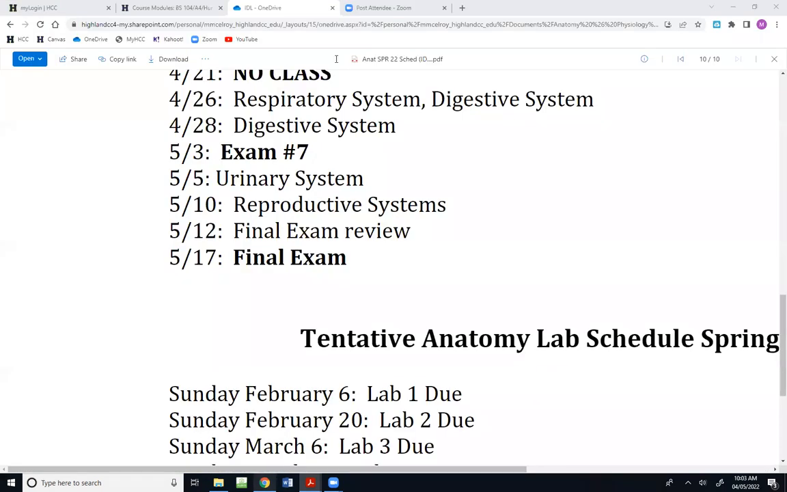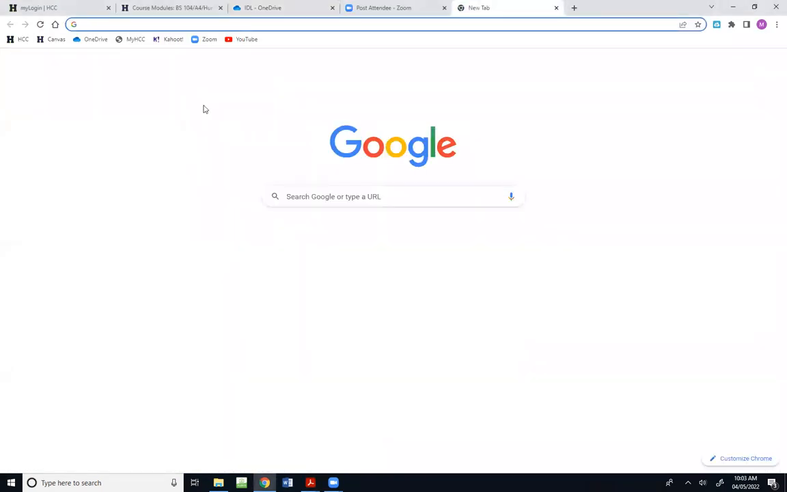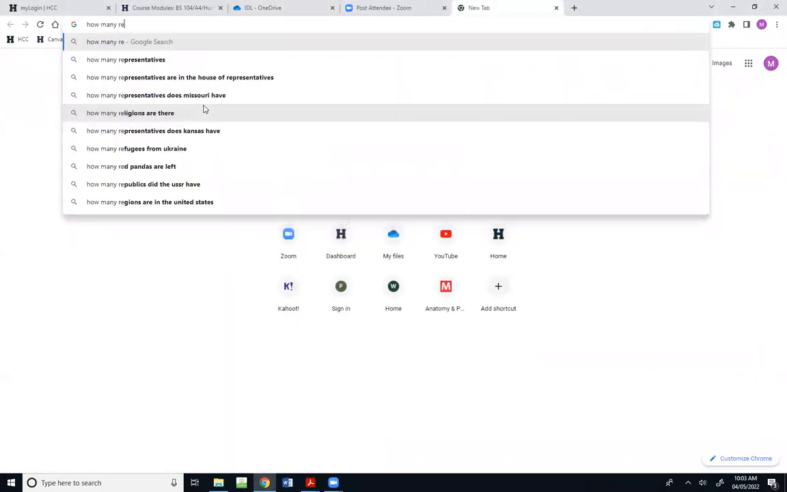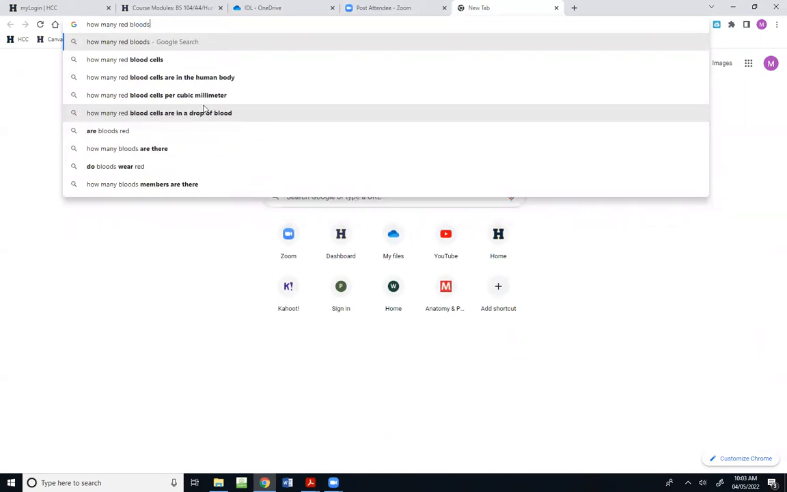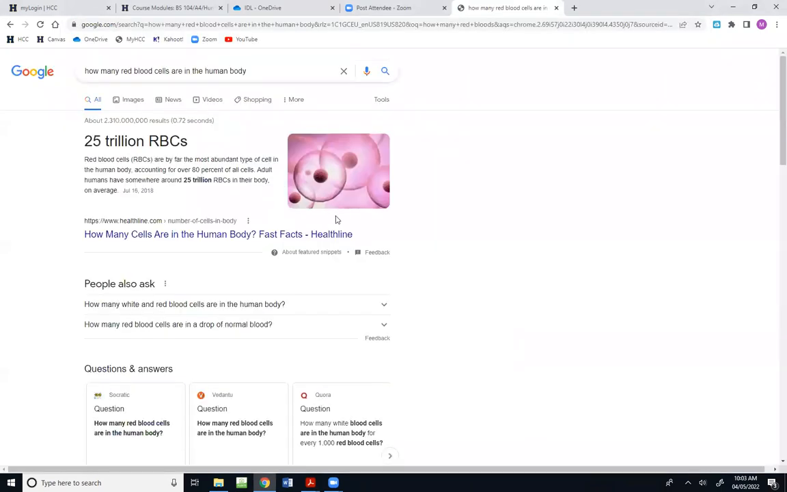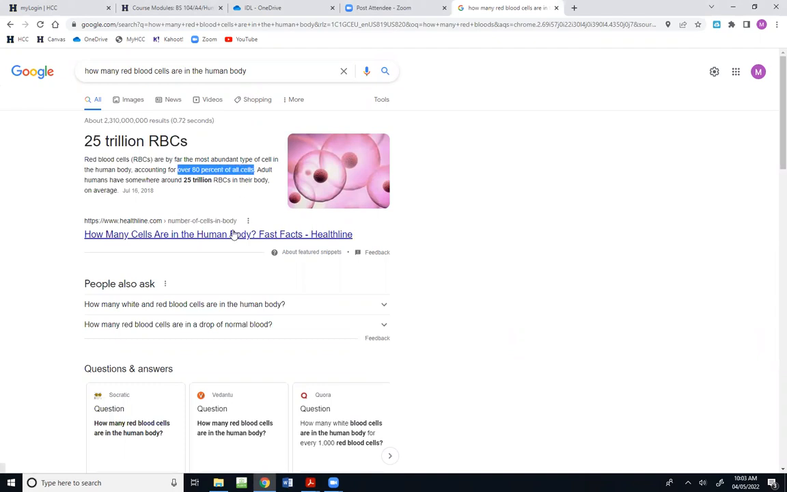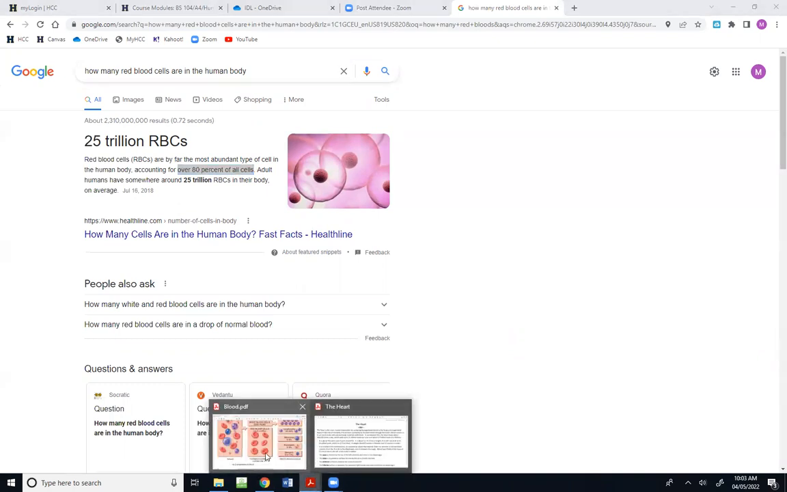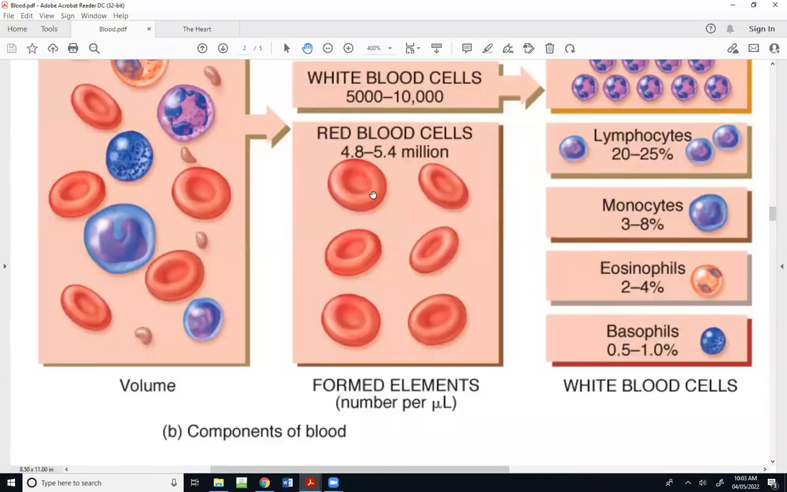Okay, if you want to have your mind blown, how many red blood cells are in the human body? Okay, 25 trillion, according to whatever that website is. Okay, that accounts for about 80% of the cells in your body are these red blood cells. So by far and away, the most numerous cells in our body are these red blood cells. We'll talk about those more on the next page.